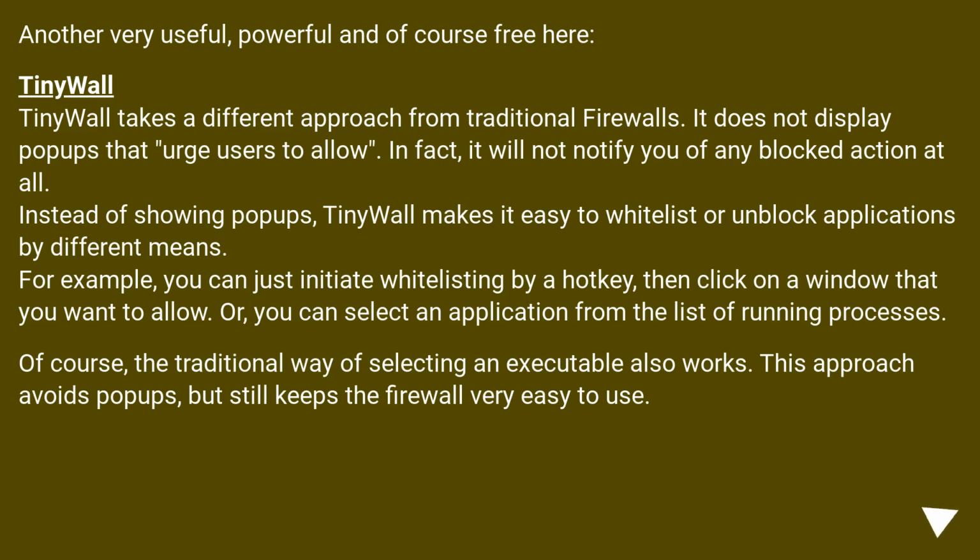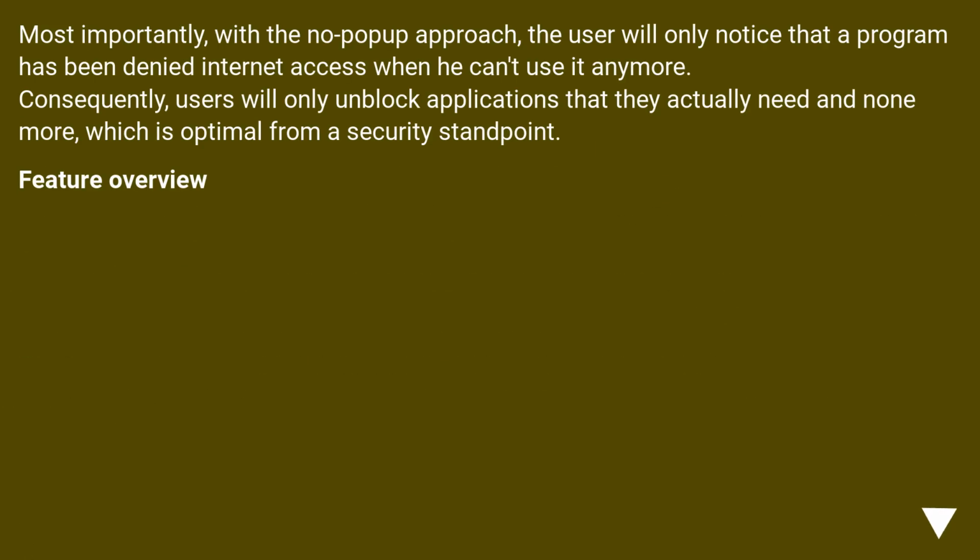For example, you can just initiate whitelisting by a hotkey, then click on a window that you want to allow. Or you can select an application from the list of running processes. Of course, the traditional way of selecting an executable also works. This approach avoids pop-ups, but still keeps the firewall very easy to use. Most importantly, with the no pop-up approach, the user will only notice that a program has been denied internet access when he can't use it anymore. Consequently, users will only unblock applications that they actually need and none more, which is optimal from a security standpoint.